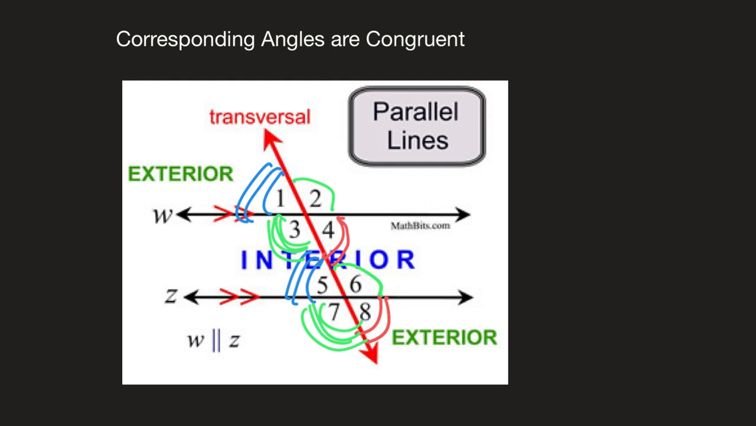So corresponding, again, is going to talk to you about the same side of the transversal. Okay? Looks like they kind of skip one, so to speak. 2 and 6, 4 and 8, 1 and 5, 3 and 7. Okay? But those angles, that relationship, those angles should be congruent, of the same size, of the same shape, of the same measure.